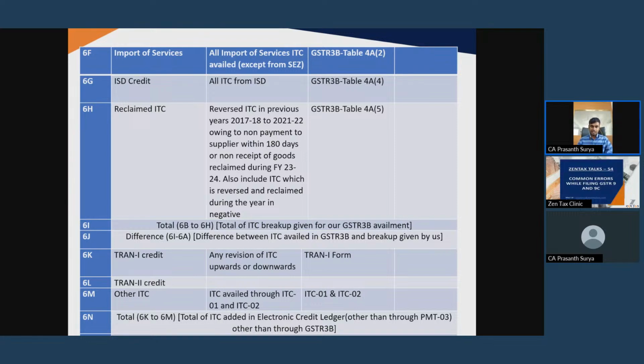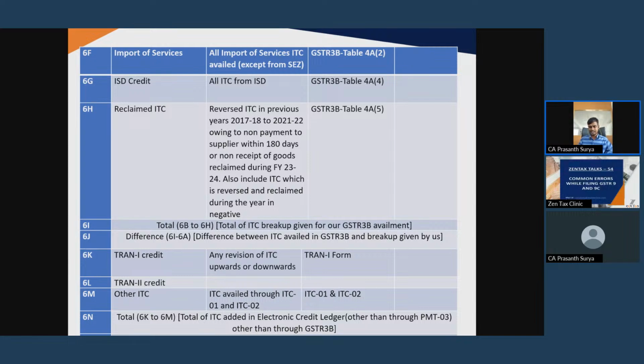Another important thing is you also please include the ITC which was reversed and reclaimed during the year in negative figures, because as I already said, I will just run through a simple example. For example, you have an IGST ITC of rupees 100.